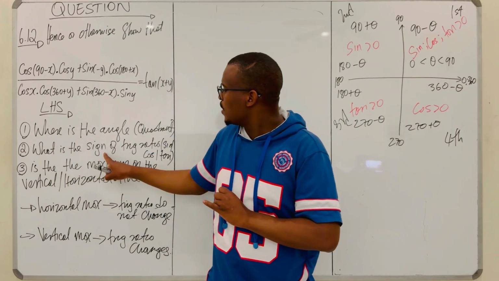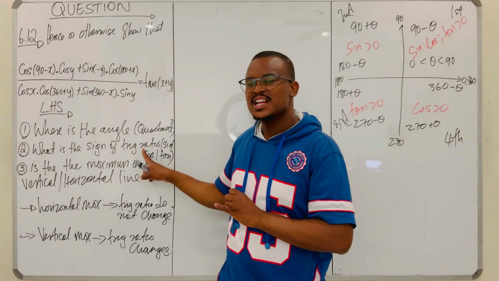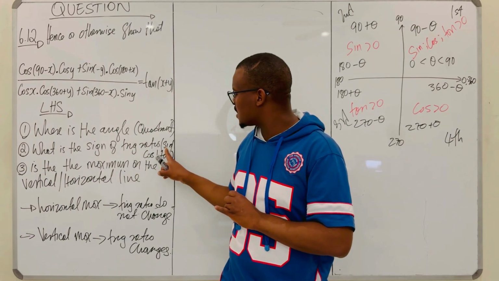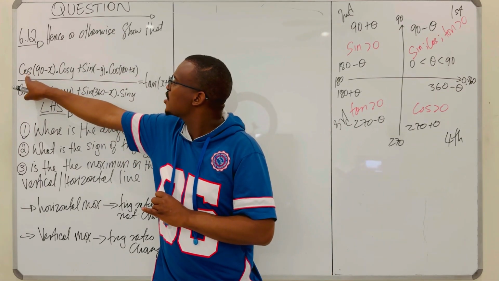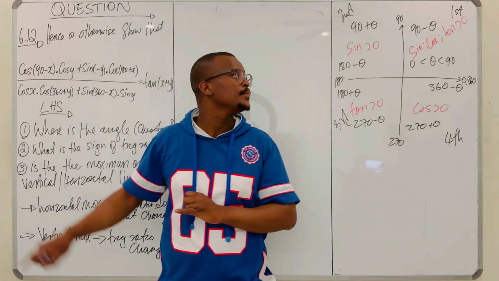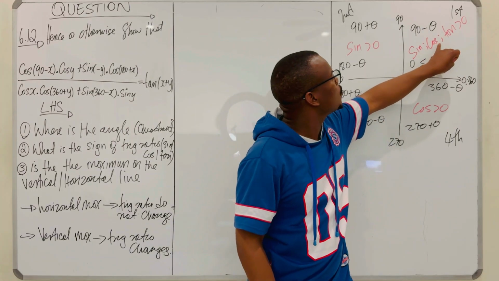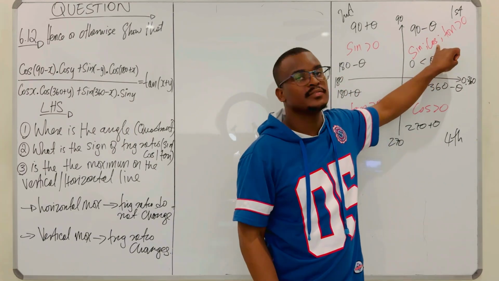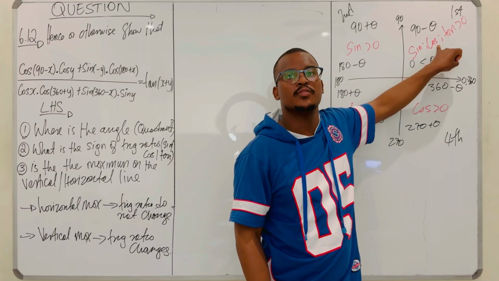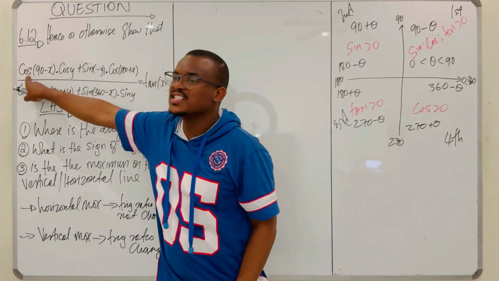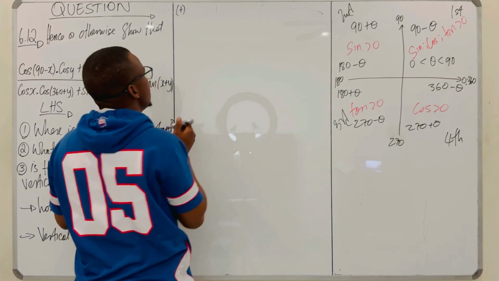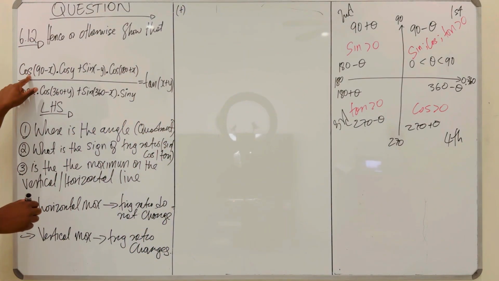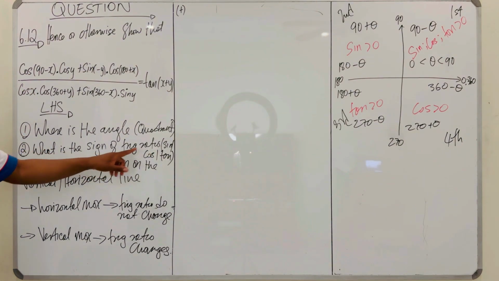You ask yourself, what is the sign of your trig ratio there? When you talk about trig ratio, you speak about sine, cos, or tan. Your trig ratio in this case is cos, which means what is the sign of your cos on the first quadrant? On the first quadrant, all of these ratios are positive, which means the sign of your cos is positive. So you say, okay, I have a positive sign. You're done with the sign question.